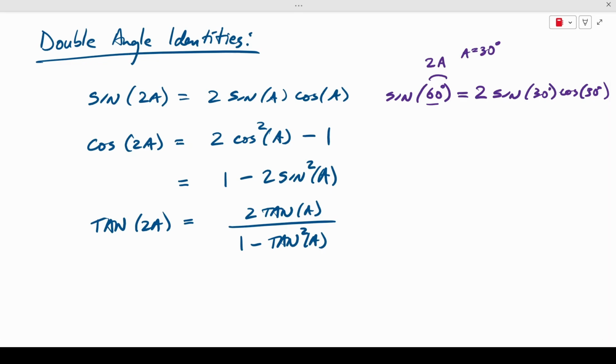And in this specific case, actually these are special angles, so we could actually verify it. Let's go ahead and do that. In fact, pause the video here, see if you can verify this double angle identity. Or if you prefer, take cosine of 60 and see if you could verify that one.